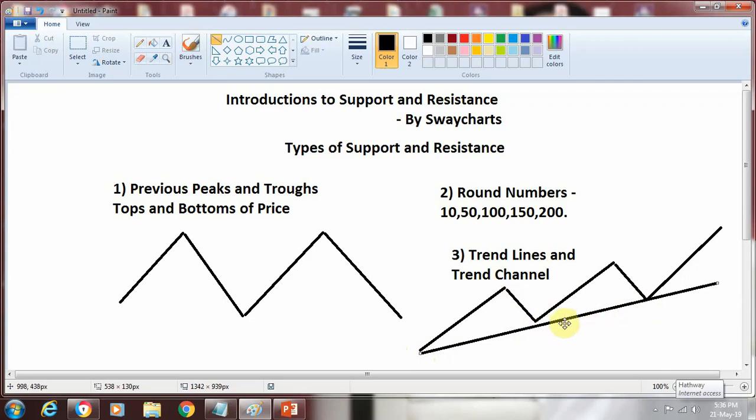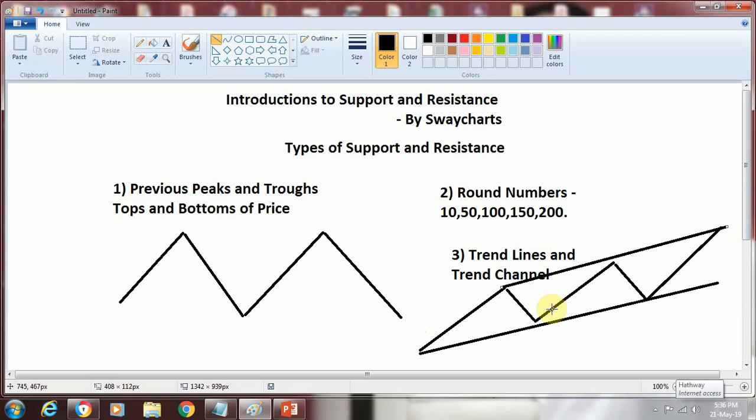And similarly there can be a trend channel, which is a closed area in which the price moves between the bottom and the top; if you just join them it becomes a trend channel. So this also acts as a proper support and resistance line, right? Detail of this we will be covering in the next video, right?